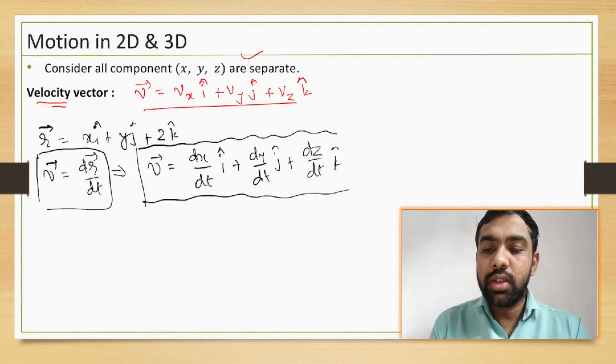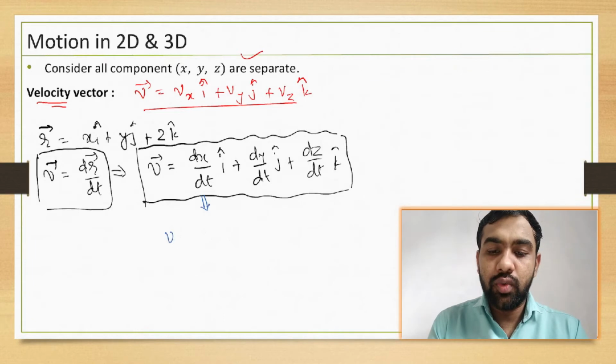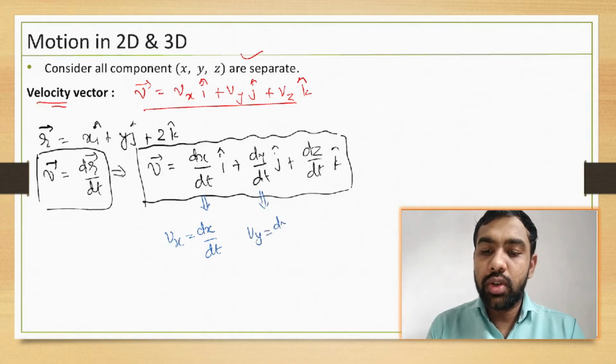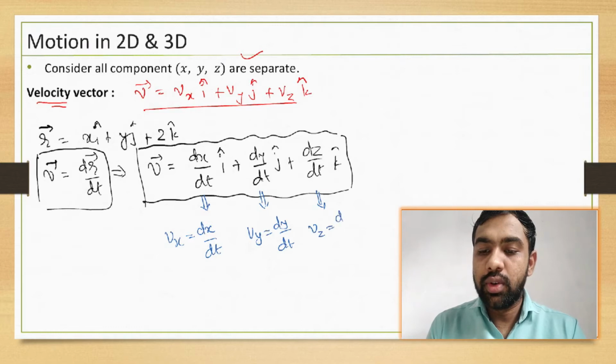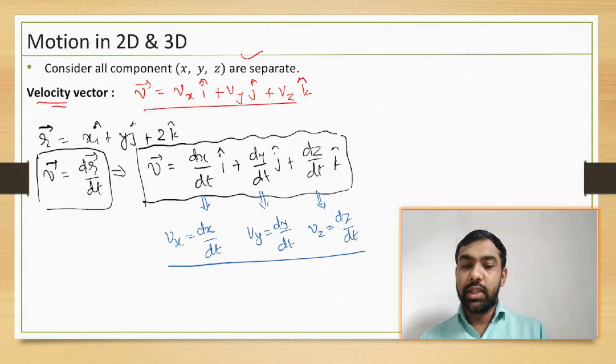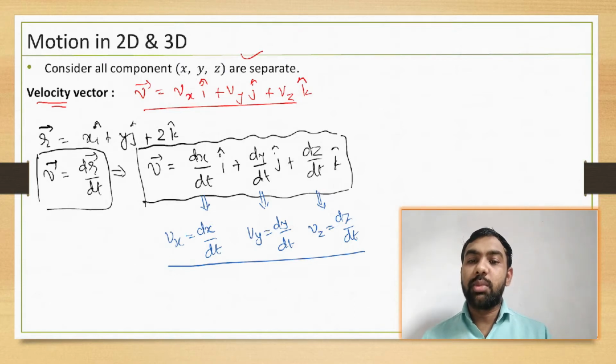If you compare both these equations, then this is vx. So vx is dx by dt. What is vy? vy is equal to dy by dt. And what is vz? vz is equal to dz by dt. This way you get all the velocities along the x axis, y axis and z axis, and then after you take a summation like this, you get the answer.